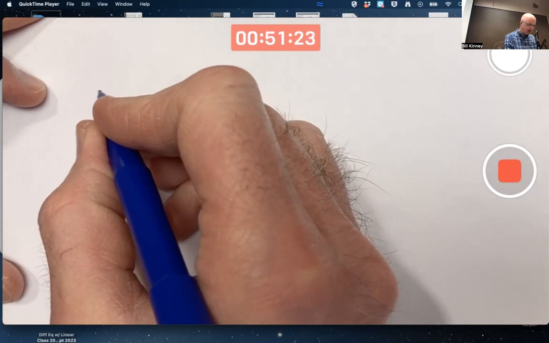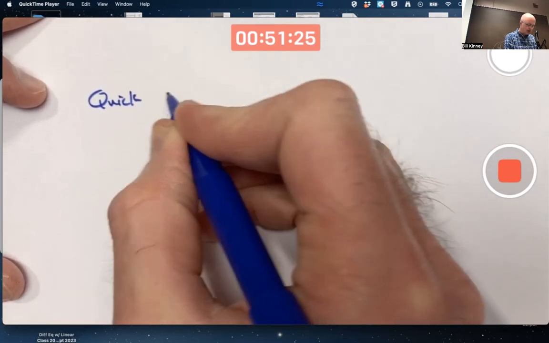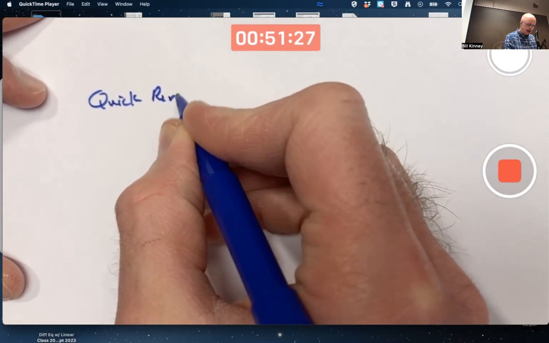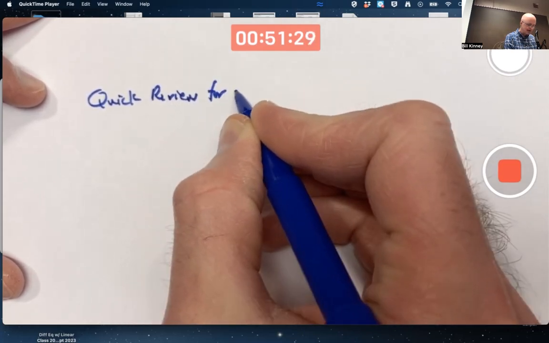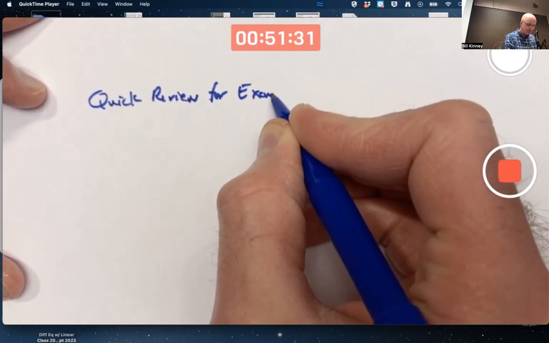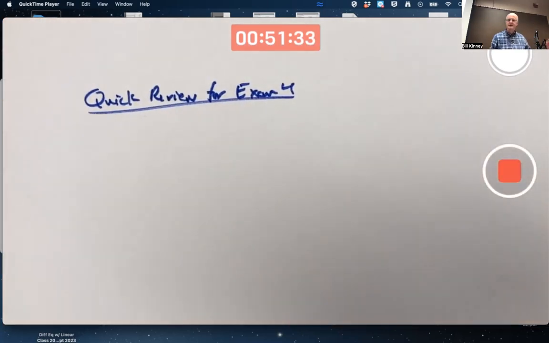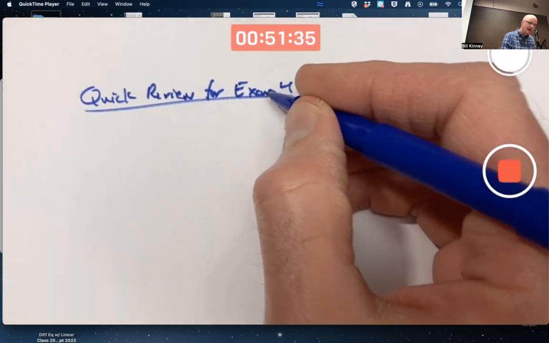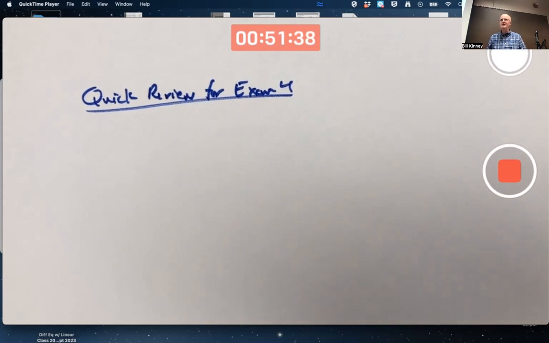So this is just a very quick review for our exam 4 in this class. Could be an exam 3 in some other class, but our exam 4 with differential equations. Where did we end with exam 3? We ended with section 3.4, I believe.